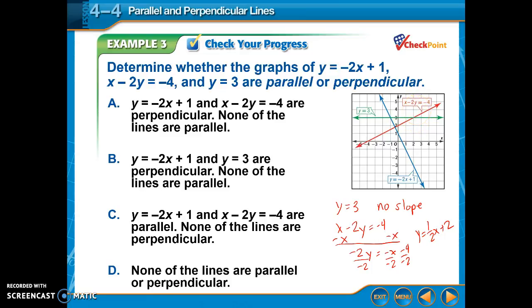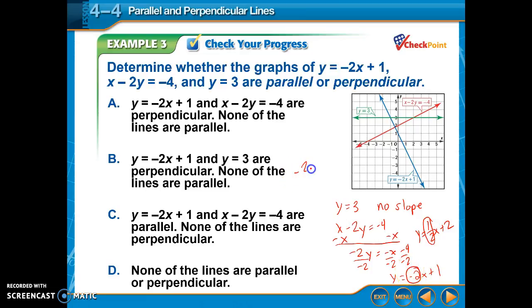So now really all we want to do is compare slopes. Here I have no slope. Here I have y equals 1/2 x plus 2, so my slope is 1/2. And then finally the last blue line, that equation is y equals negative 2x plus 1. If I'm comparing my slopes, 1/2 and negative 2, a way to check to see if they are perpendicular is to multiply those two numbers together, and the product should be negative 1.